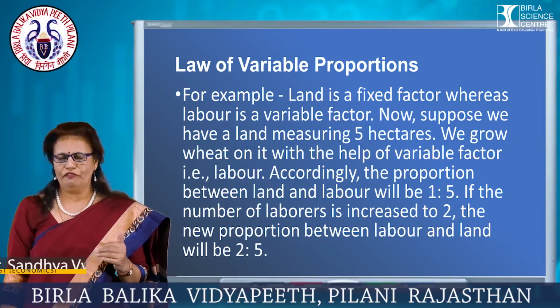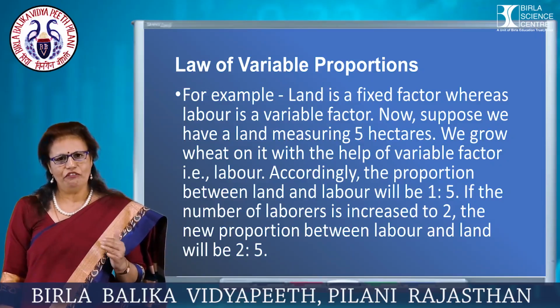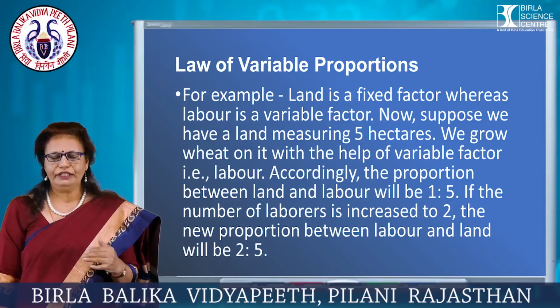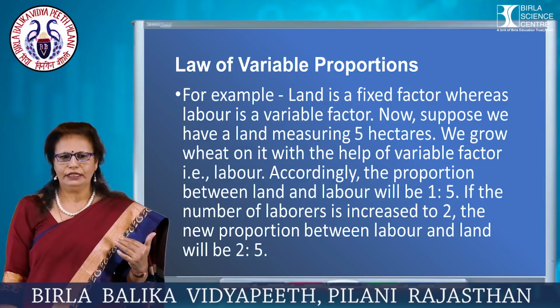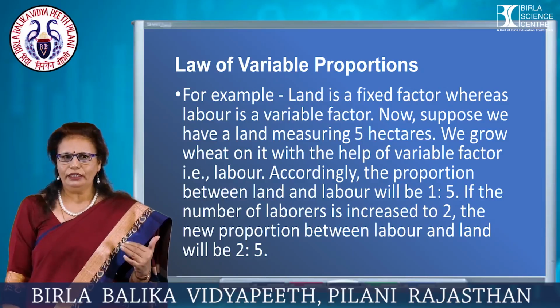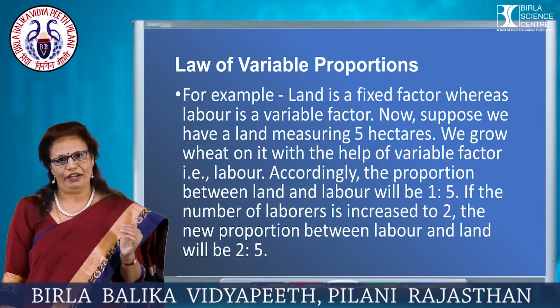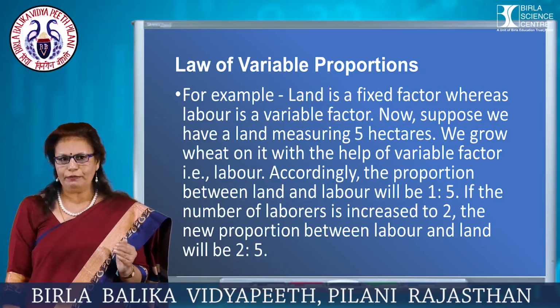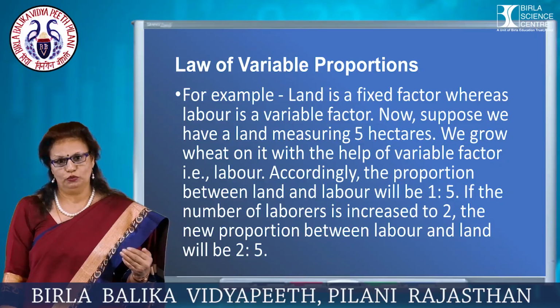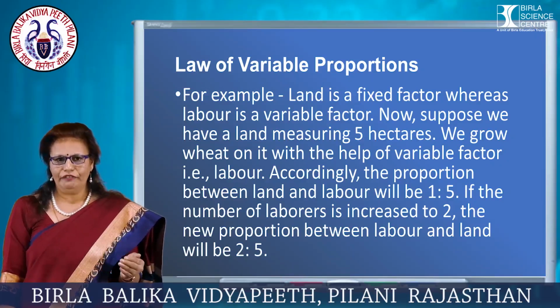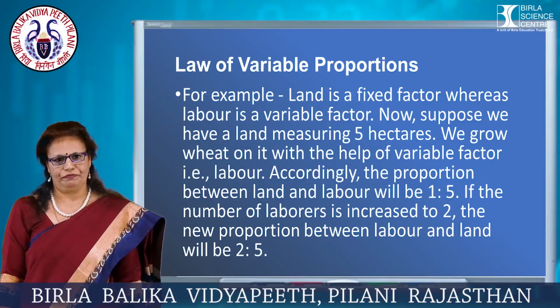Now suppose we have a land measuring 5 hectares. We grow wheat on it and with the help of the variable factor, that is labor, accordingly the proportion between the land and the labor will be 1:5. If the number of laborers is increased to 2, the new proportion between labor and the land will be 2:5.